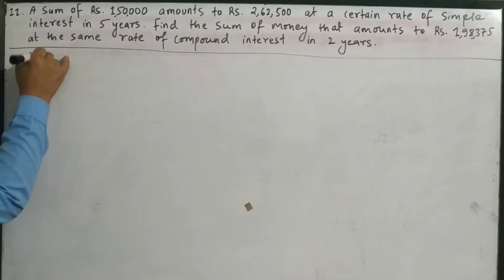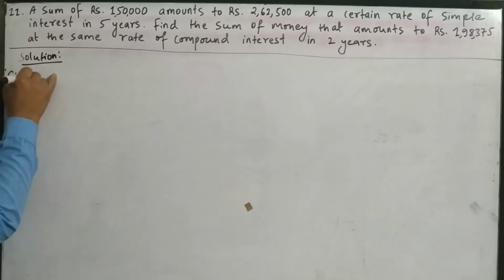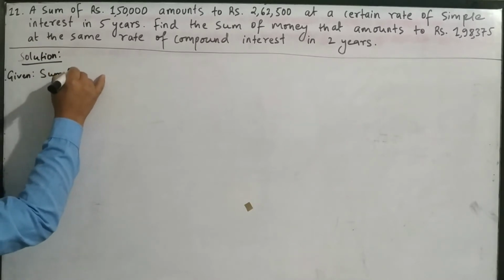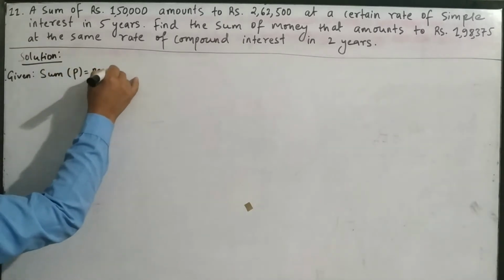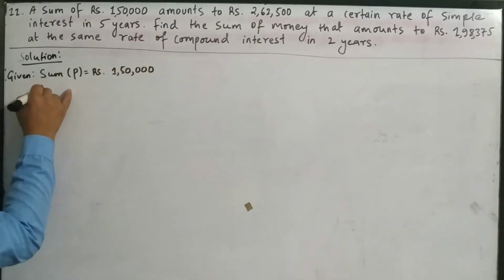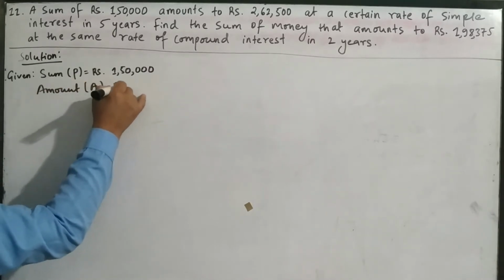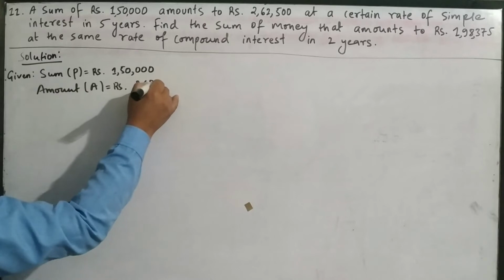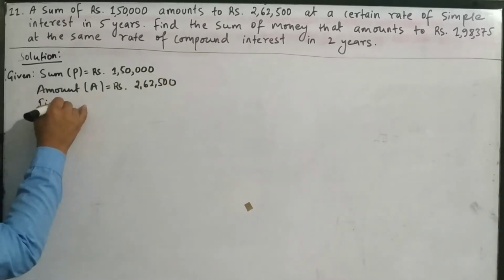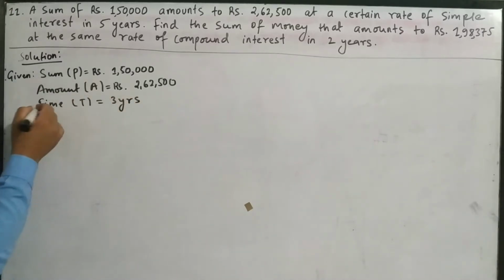Solution. Given sum, that is principal, P equals to rupees 1,50,000. Amount A equals to rupees 2,62,500 and time T equals to 5 years.